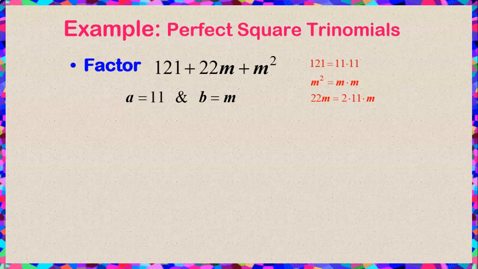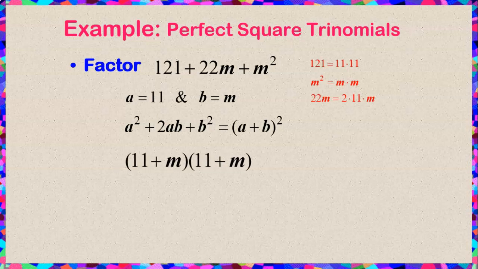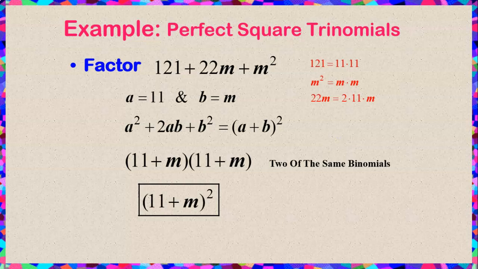So my A term was 121, and that's 11 times 11. My last term was m squared, so that's m times m. And so what I do is I multiply, or I look at these two together, and I get 22m, which is 2 times the 11. And that means it's going to factor into this AB pattern, which is going to give me two binomials that are exactly the same, which means that it's squared, or that binomial squared. But like I said, if you don't remember this pattern, it's not a big deal. You can definitely get there with any of your trinomial factoring. It's just one of those handy ones to know.